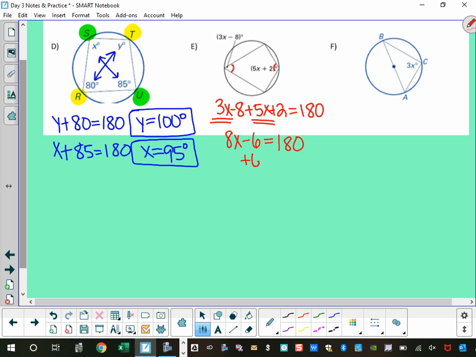I'm going to add 6. I have 8x is equal to 186. Lulu, what do you get for an answer? For the final. Yeah. We get 23.25, which we rounded. You can just leave it like that. It's not often that we'll get decimals, but sometimes you do.